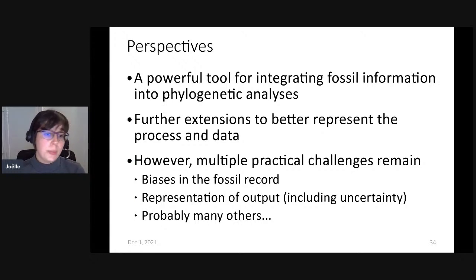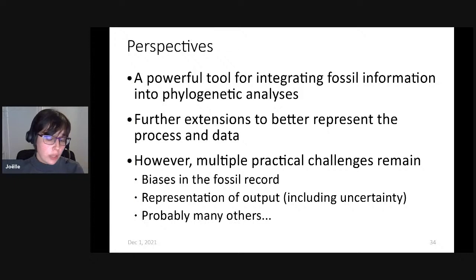The first one being biases in the fossil record. So there are biases in the way things fossilize. There are biases in the way fossils degrade with time and environmental conditions. And finally, there are biases in the way fossils are collected as well. And I think all of these biases so far have not really been accounted for very well in empirical analysis, and depending on the data set, they could potentially affect results.